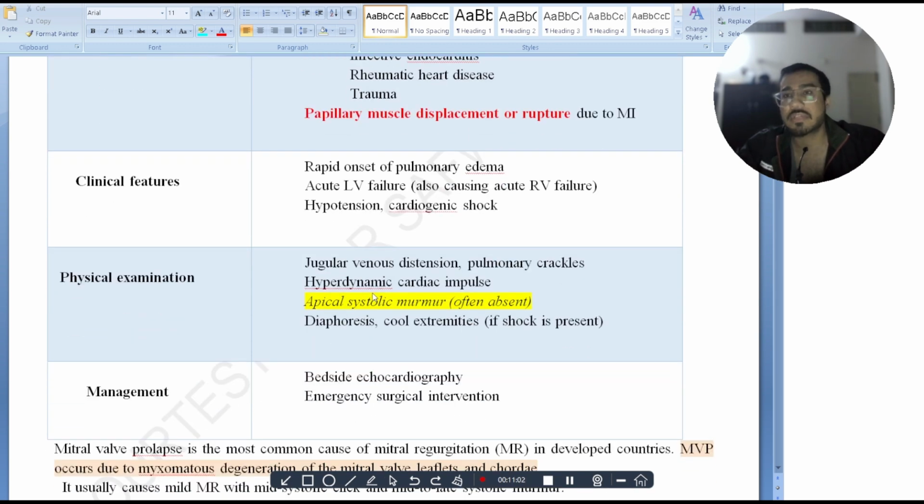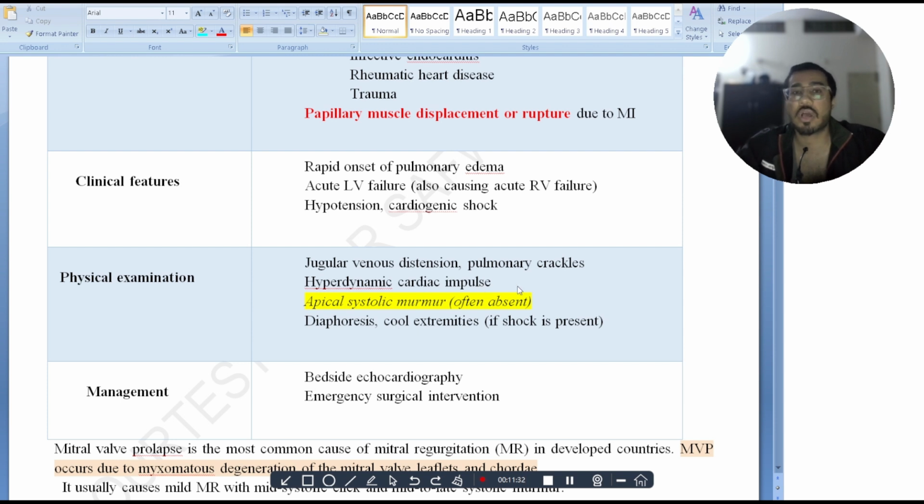What are going to be the physical symptoms? The blood flows towards the lungs, pulmonary edema, then it starts flowing towards the right heart, then back into the inferior vena cava, so you get jugular venous distension, pulmonary crackles, and hyperdynamic cardiac impulse. And because the blood is not being pumped towards the body, the body is going to be cool, and the patient is going to have hypotension and shock-like symptoms as well.